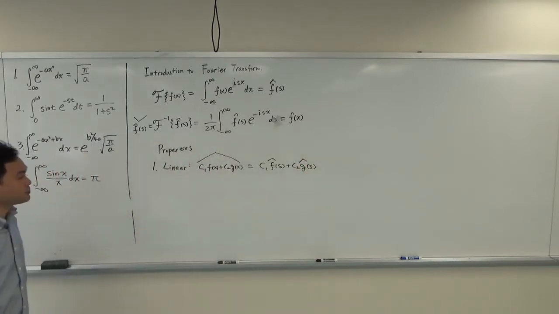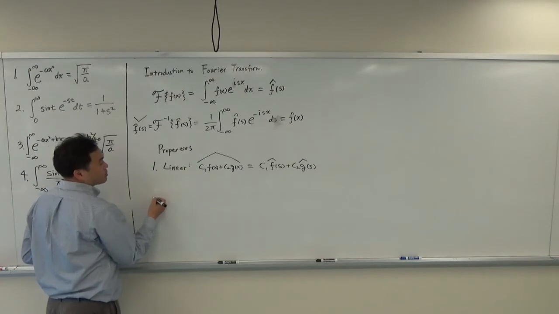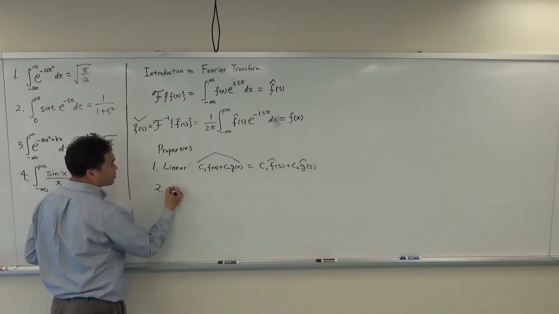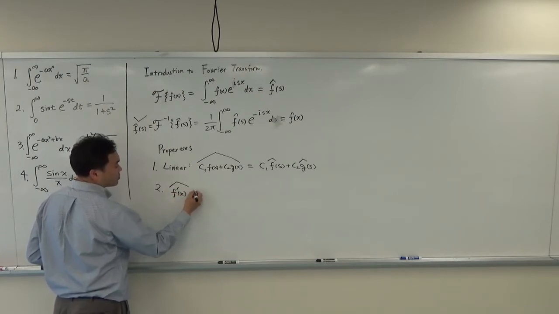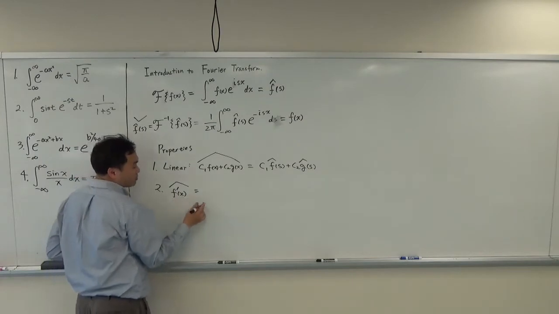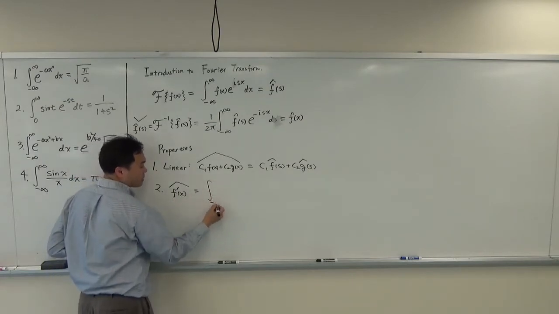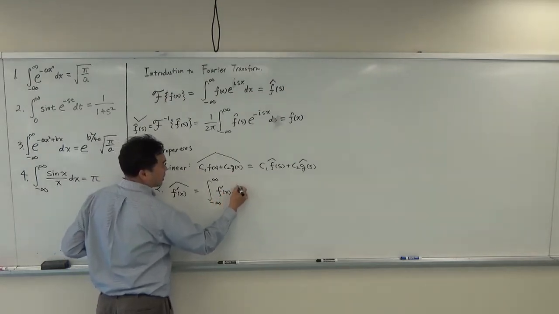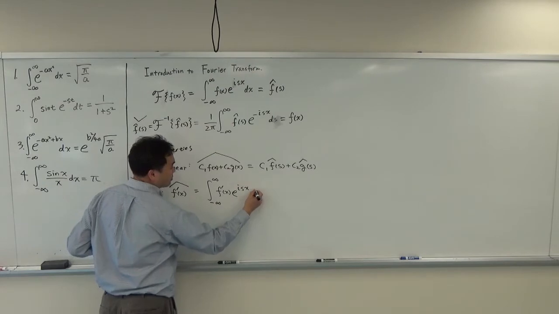Okay. Now, what's interesting is the following one. If you take the Fourier transform of the derivative f prime of x, let's write this down and see what it does. So if you have the derivative, then that's the integral from negative infinity to infinity of f prime of x e to the isx dx.